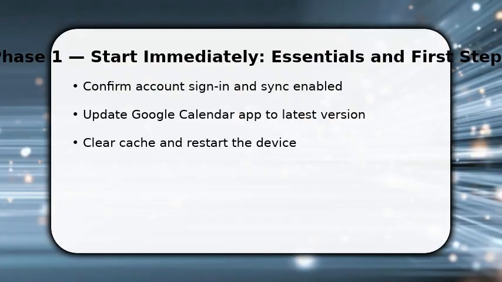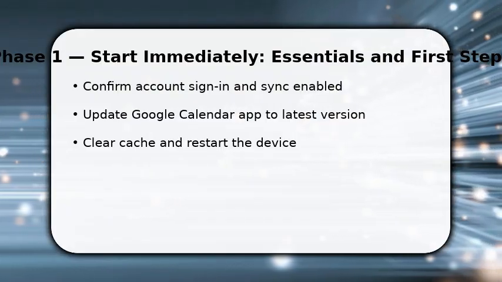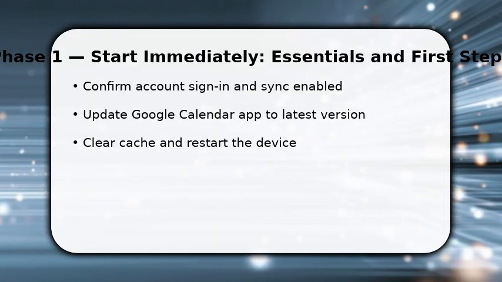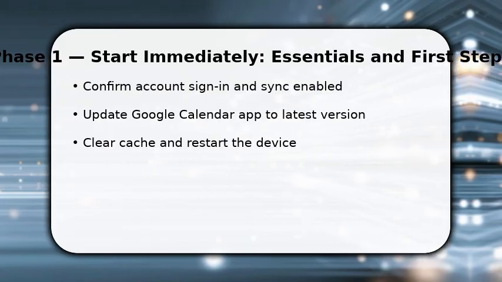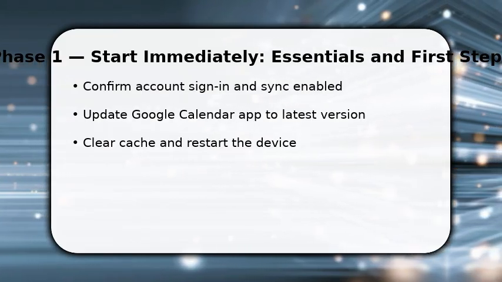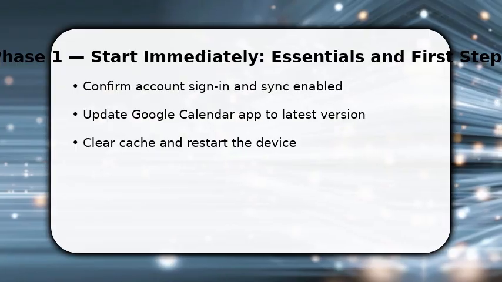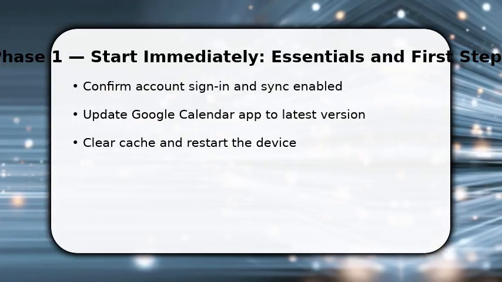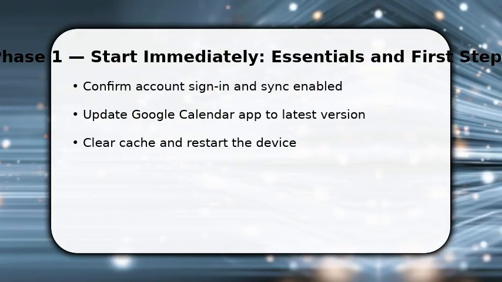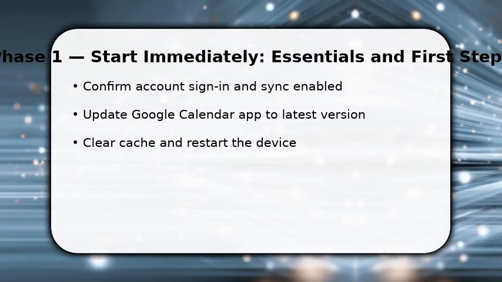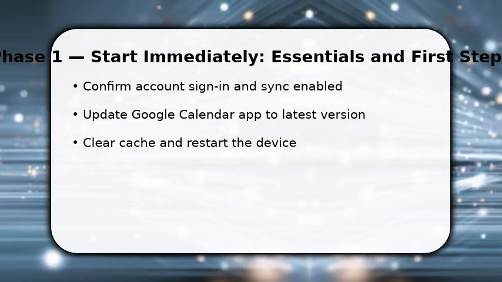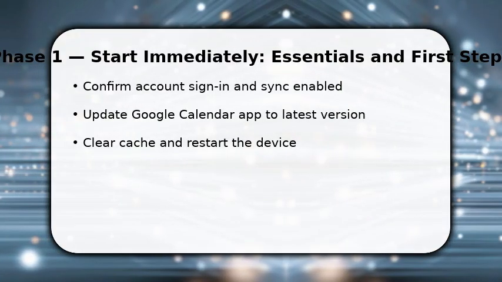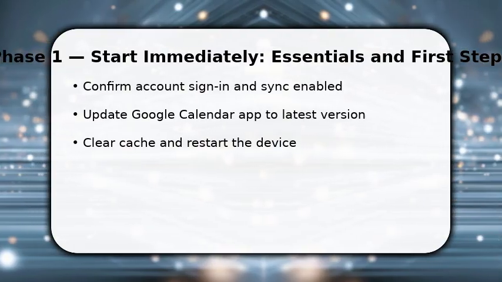Enjoy the video. You start by confirming you're signed into the correct Google account and that calendar sync is enabled. This prevents permission mismatches. Next, update the Google Calendar app or web page so you have recent bug fixes. Then clear app cache and force stop the app on mobile or clear browser cache and reload the page on desktop. Once done, restart the device or browser to apply changes and reattempt sync. These first steps eliminate most simple causes quickly.